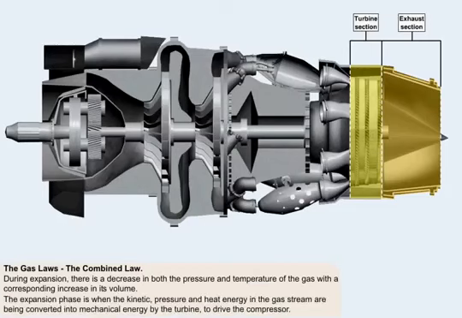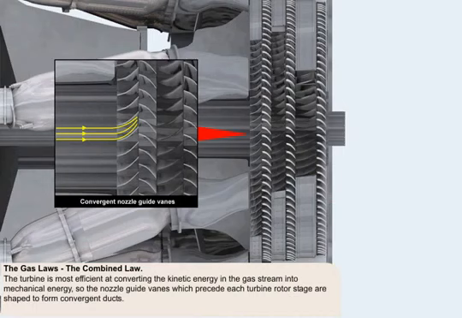The changes in velocity over the expansion phase are a little more complicated than in the previous phases. The expansion phase is when the kinetic, pressure and heat energy in the gas stream are being converted into mechanical energy by the turbine to drive the compressor. The turbine is most efficient at converting the kinetic energy in the gas stream into mechanical energy, and in order to do this, the nozzle guide vanes which precede each turbine rotor stage are shaped to form convergent ducts.